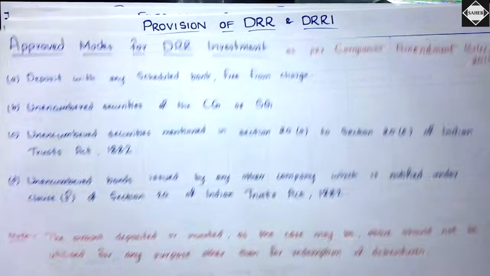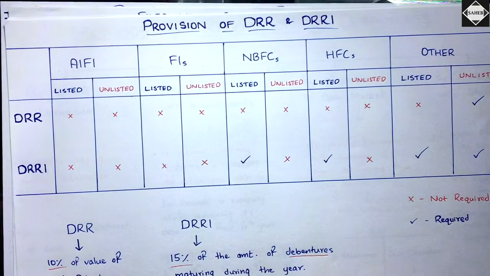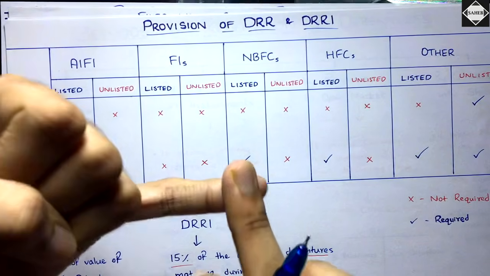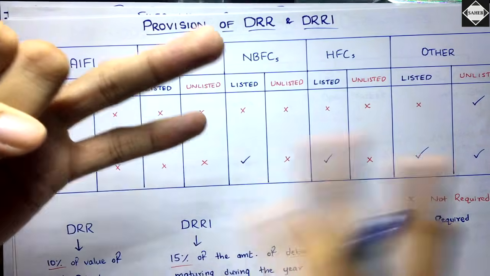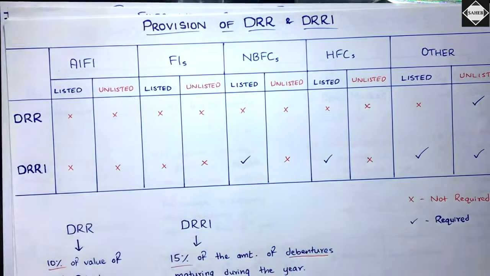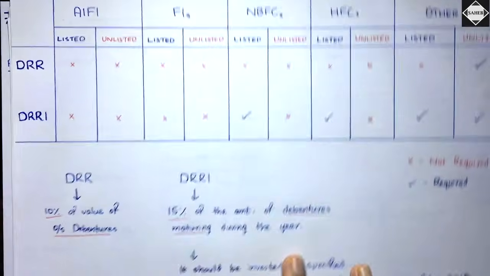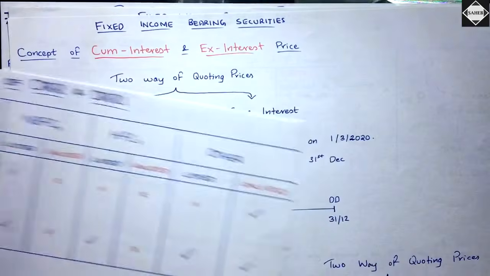Is that clear? And then we also saw the adequacy of DRR, which companies are required to create the DRR and which companies are not required to create DRR and DRI. If they are required, then how much they have to create. Simple. So this table is very important for you to understand.